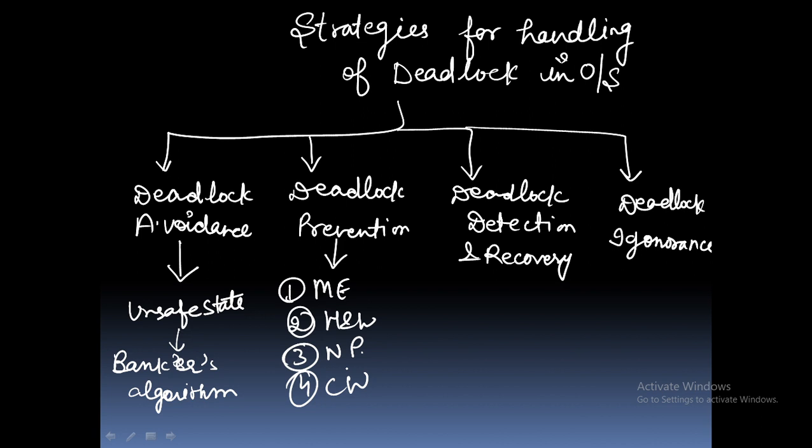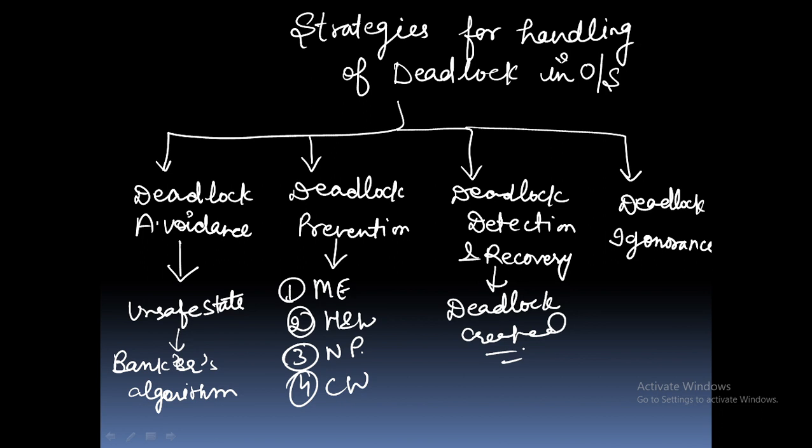Now next is deadlock detection and recovery. This strategy is used for handling deadlock in an operating system, and it involves waiting until a deadlock occurs. After the deadlock occurs, the system state is recovered. The main challenge with this approach is to detect the deadlock. If a deadlock is created, then it should be detected and recovered.